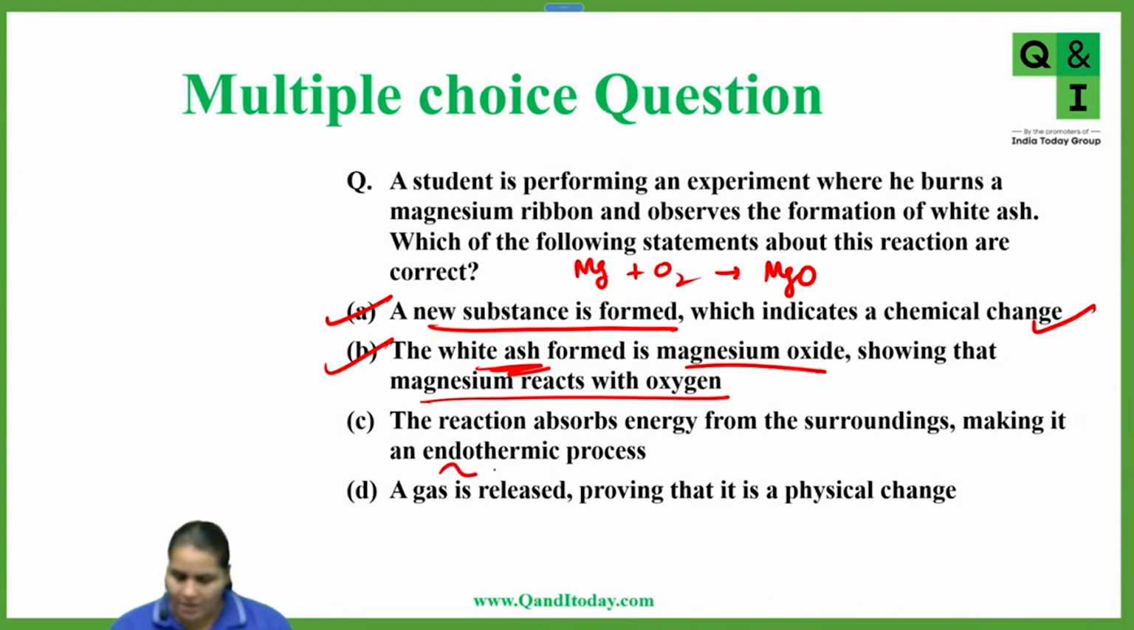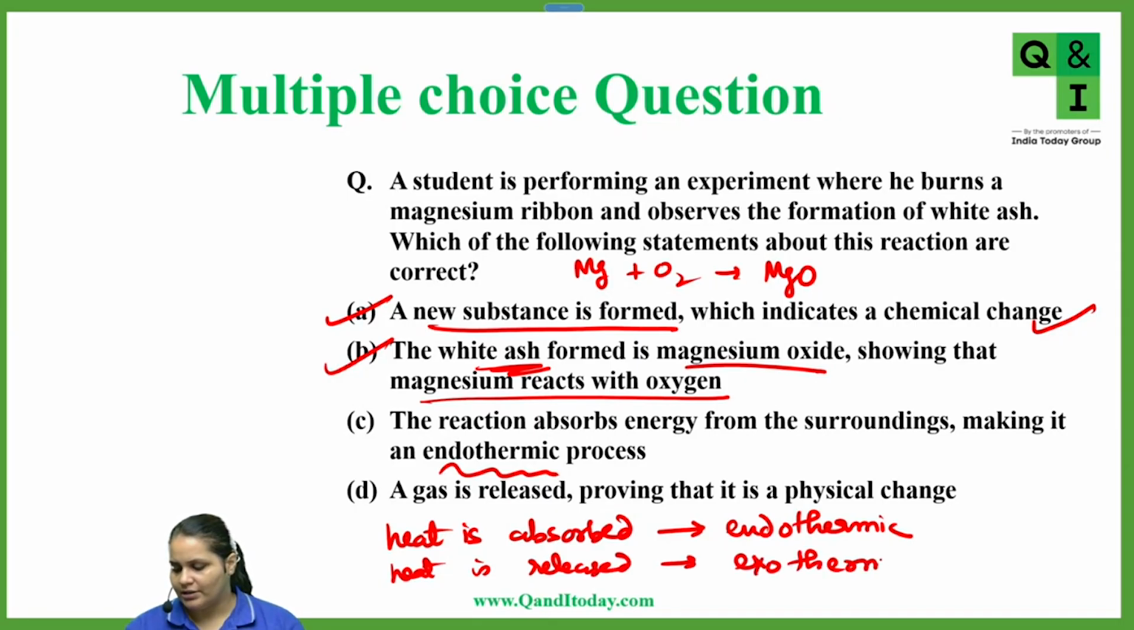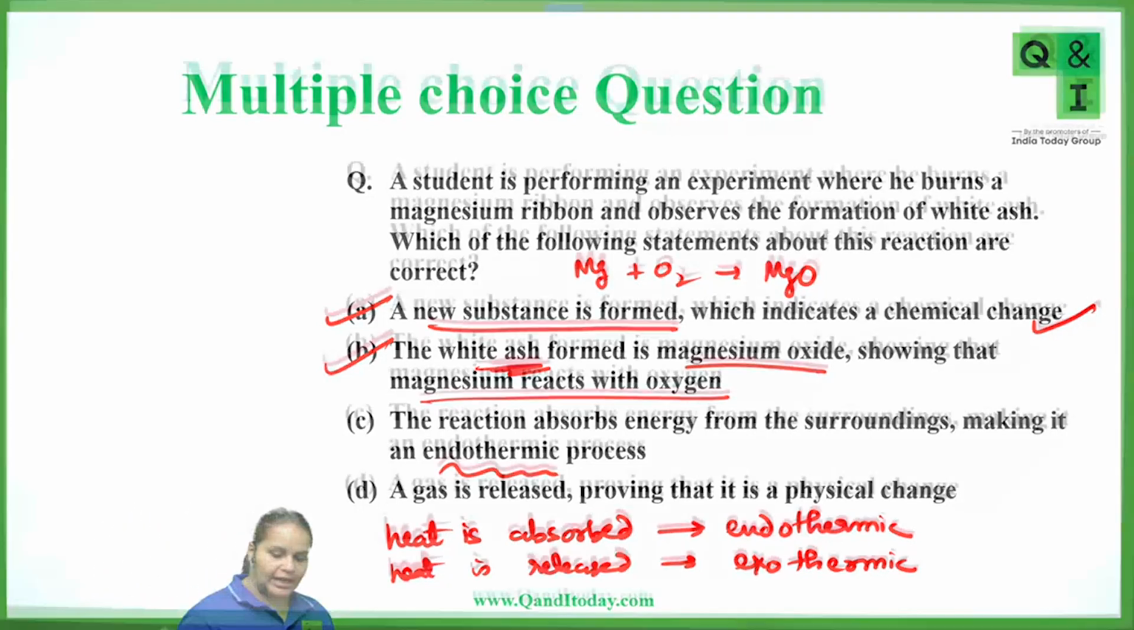Okay, there's a term called endothermic. During a reaction, when heat is absorbed, we call it endothermic. When heat is released or evolved during the reaction, we call it exothermic.